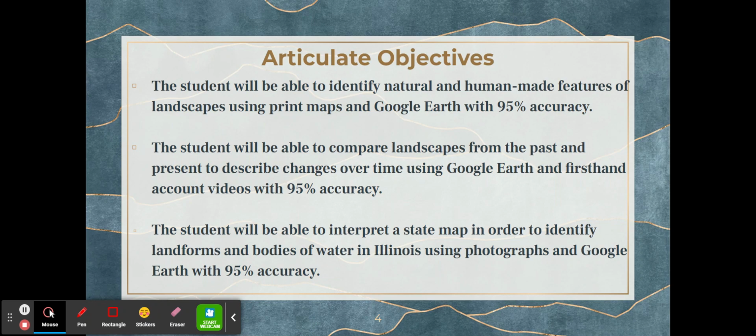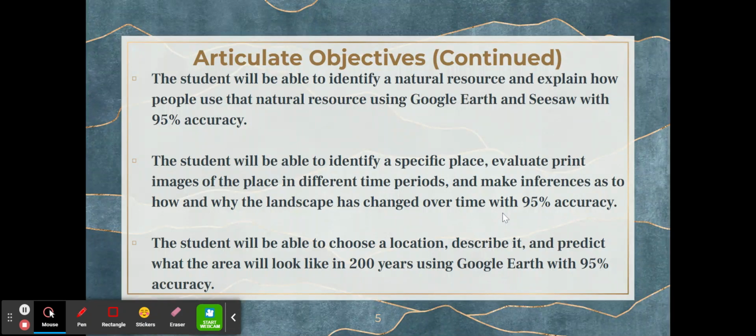Additionally, we are hoping that our students are able to really interpret a state map in order to begin to identify different landforms and bodies of water in Illinois using photographs and Google Earth. Additionally, our students will be able to identify a natural resource, and they will be explaining how people use that natural resource in their everyday life and where that natural resource comes from.